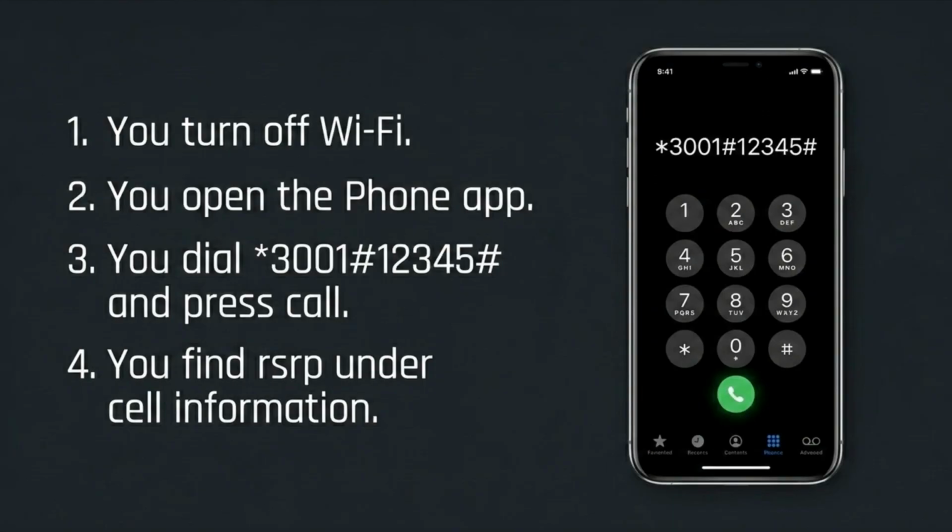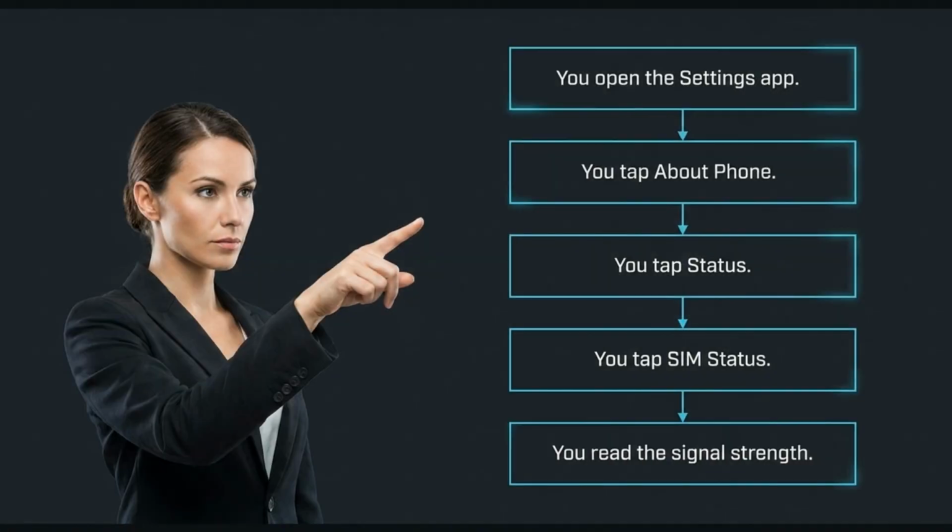For iPhones, turn off Wi-Fi, open the phone app, dial *3001#12345# and press call. You can find the RSRP value under Cell Information. For Android, open the Settings app, tap About Phone, Status, and then SIM Status to read the signal strength.